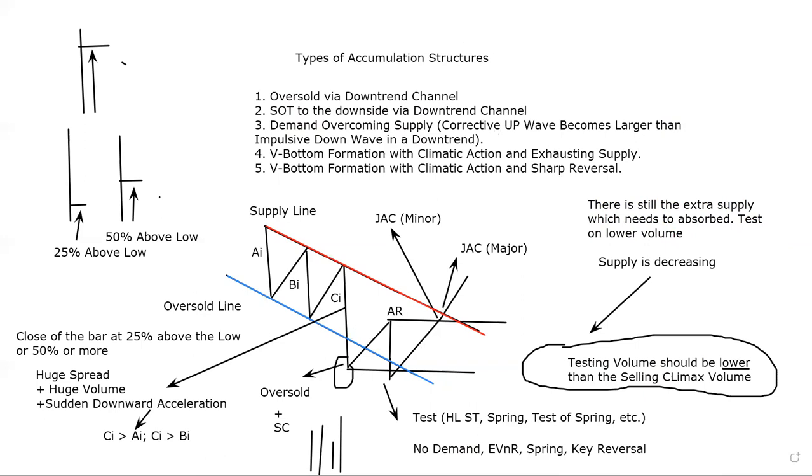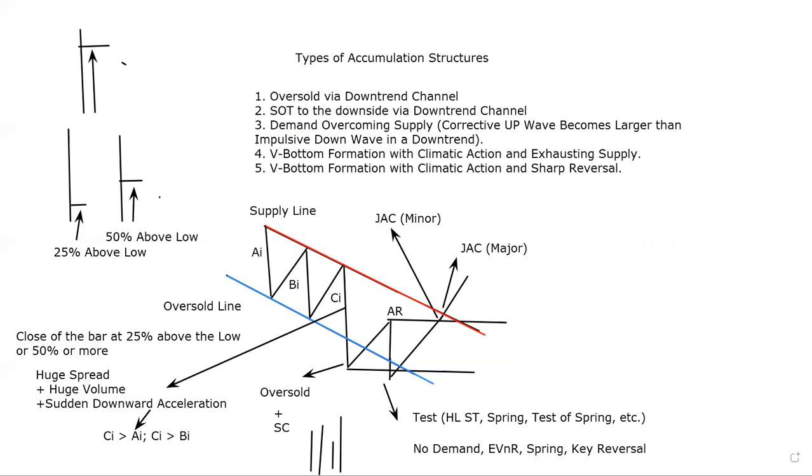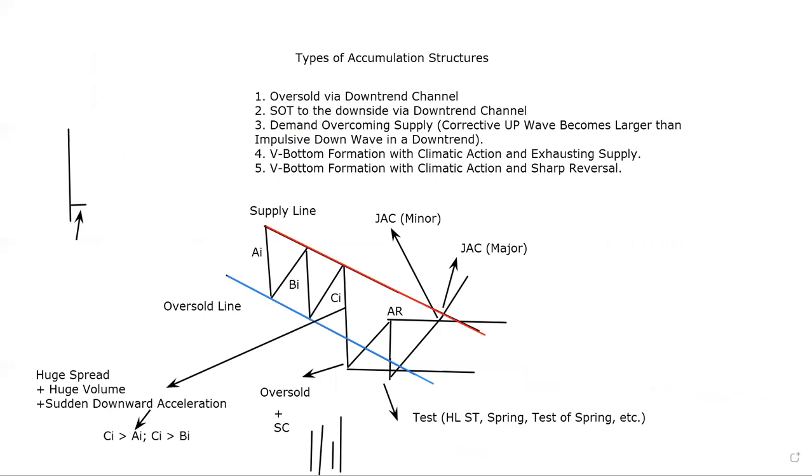This is very important. So this is the structure of the oversold. This is the structure of the oversold via downtrend channel. Now we will have SOT, shortening of the thrust. Okay. Shortening of thrust is very, very similar. Now SOT is something which you confuse here. So I will tell you.